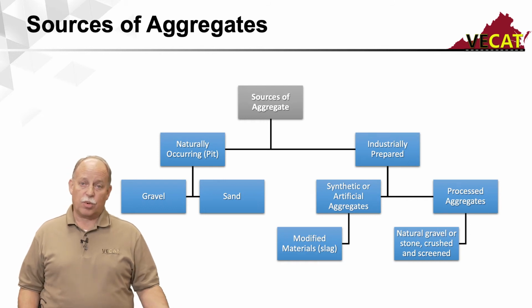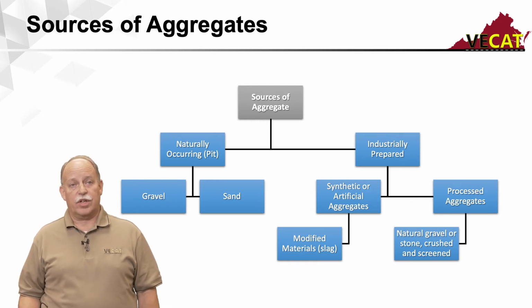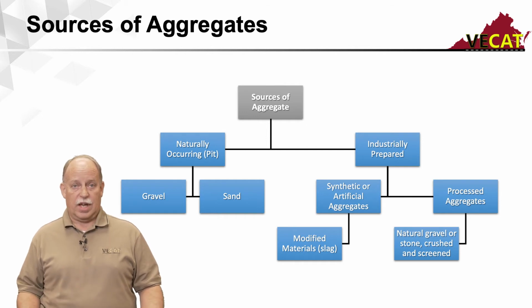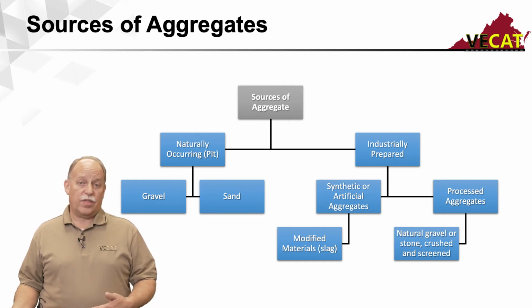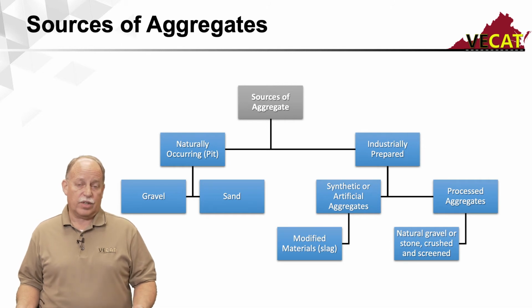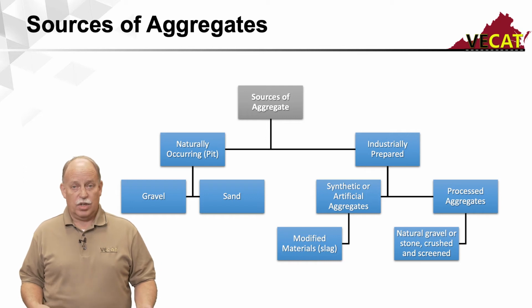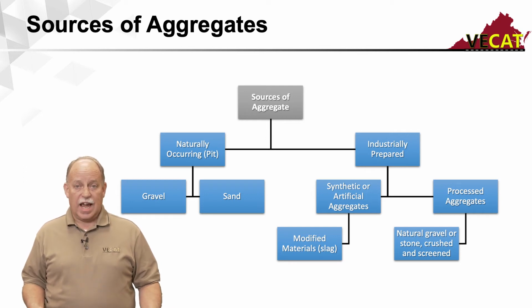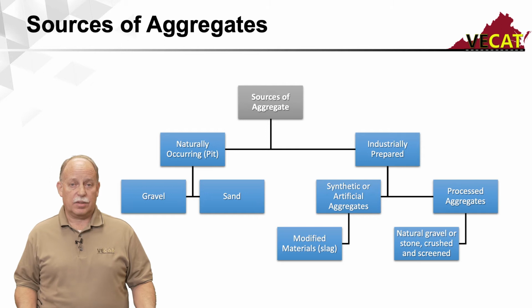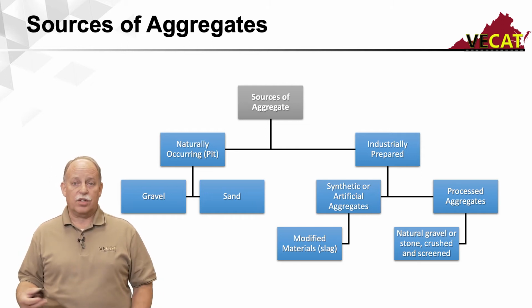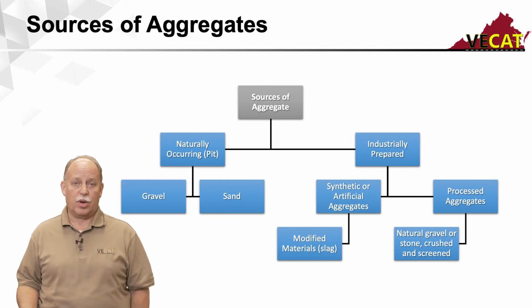Then there's the industrial prepared. In most cases, that's what we have in Virginia, and they actually take rocks and go through a crushing process. So they physically go through a process to produce those aggregates, and then they're screened to a particular size. There's also synthetic aggregates or artificial aggregates. In Virginia, those are mostly things such as slag. So there are a few sources of slag from the steel making process, and that slag can also be processed to produce aggregates. So it's an industrial prepared product as well.